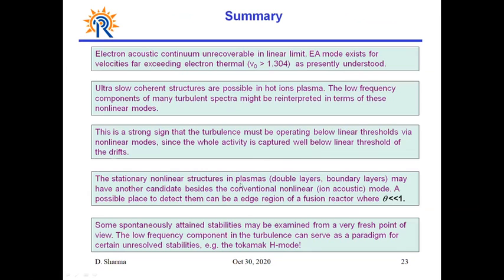The stationary nonlinear structures in plasmas, double layers, etc., may also have another alternate mechanism where only electrons participate. And there may be some extra surprises in store. One can see that this condition, ion having much larger temperature than electron, is well satisfied in the edge region of modern tokamaks. Possibly, there are certain things which may become more visible by applying these results. So I just end my case here. Thank you very much.